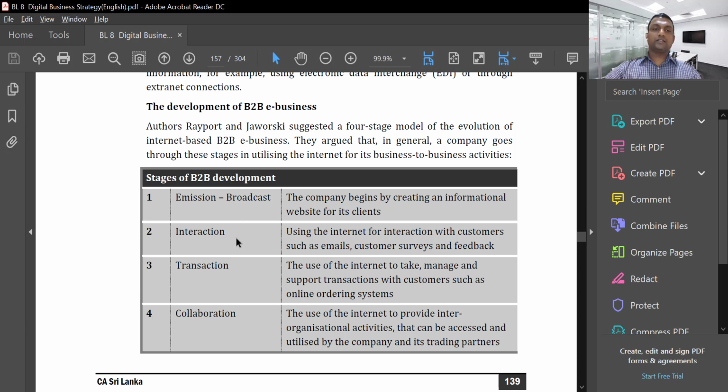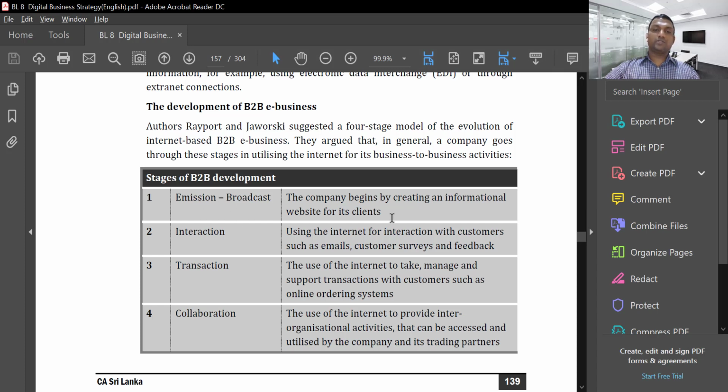Then the second stage is enabling some interaction through the website. So the customers or the clients can interact. There is a contact us page. There are surveys that for the purchases that they made, they can respond back and feedback is given. So some kind of communication between the clients can happen through the website. That functionality is called interaction. So the clients and the customers can interact with the organization.